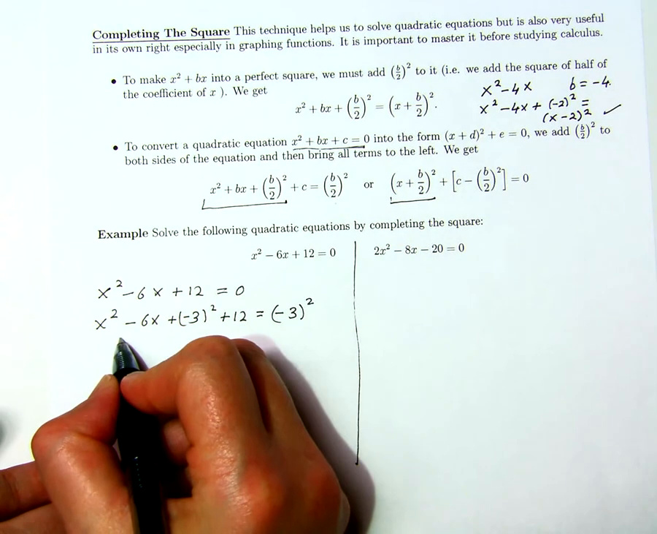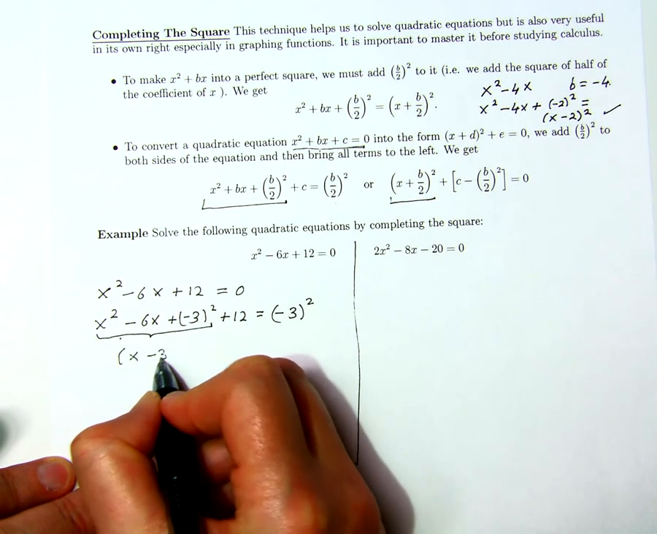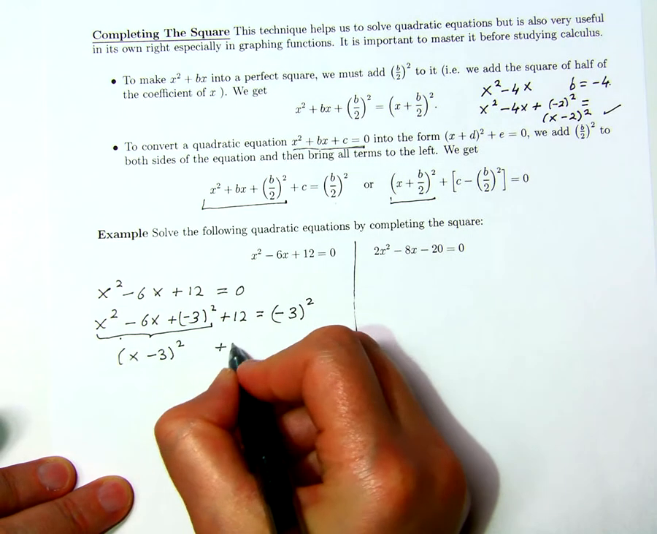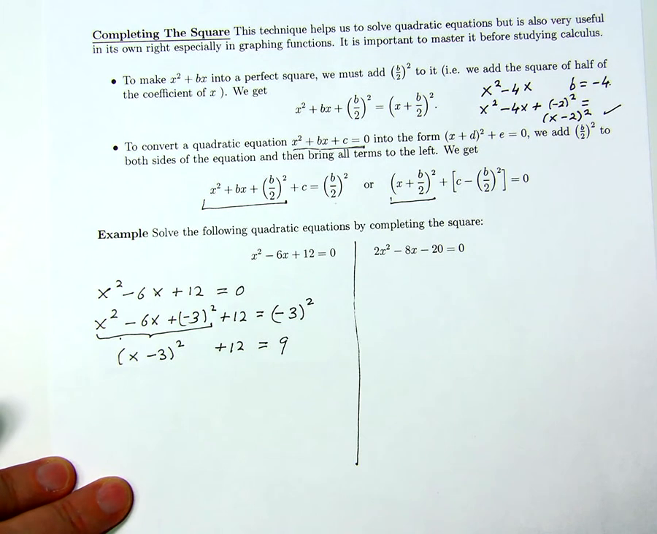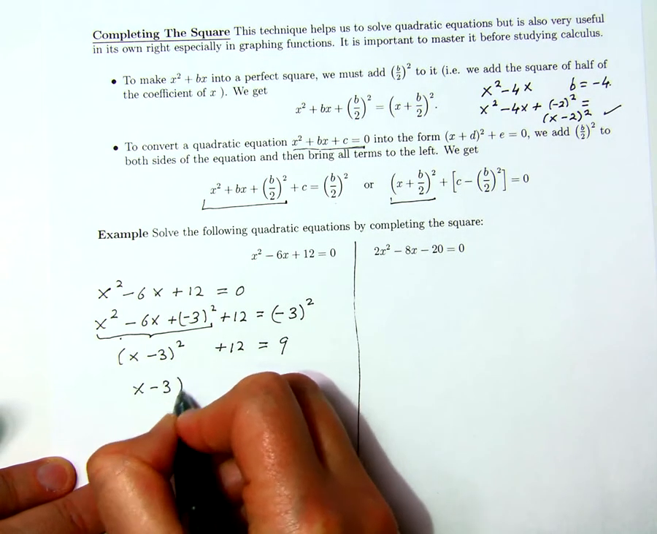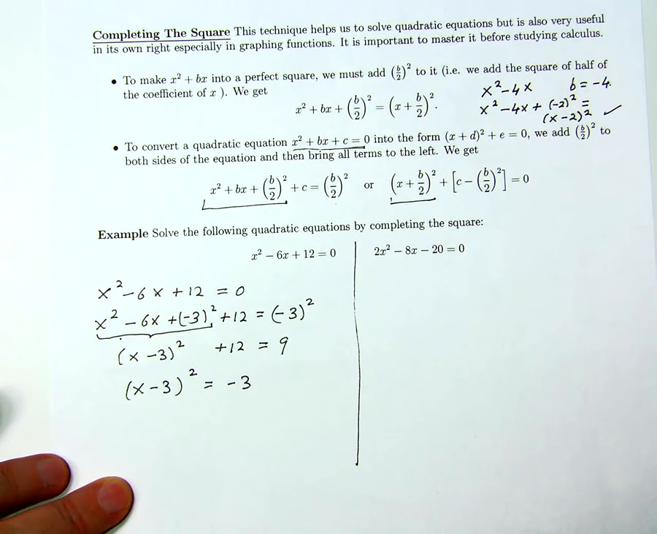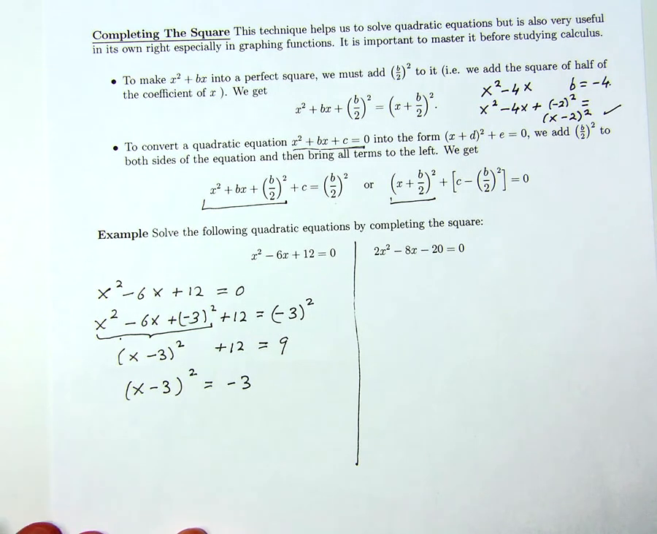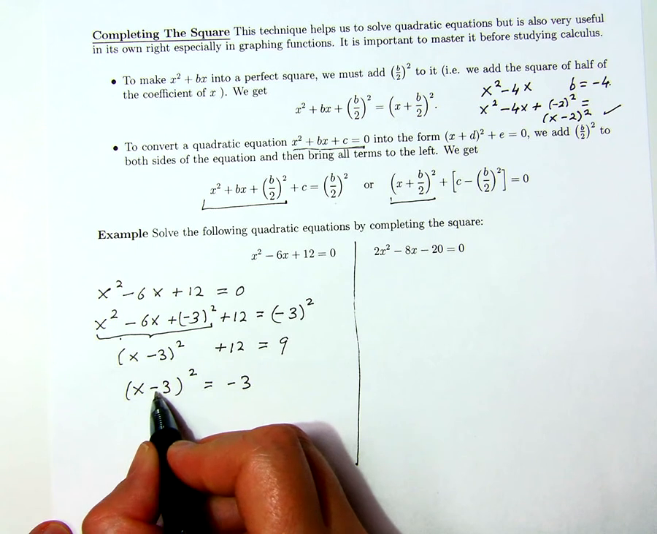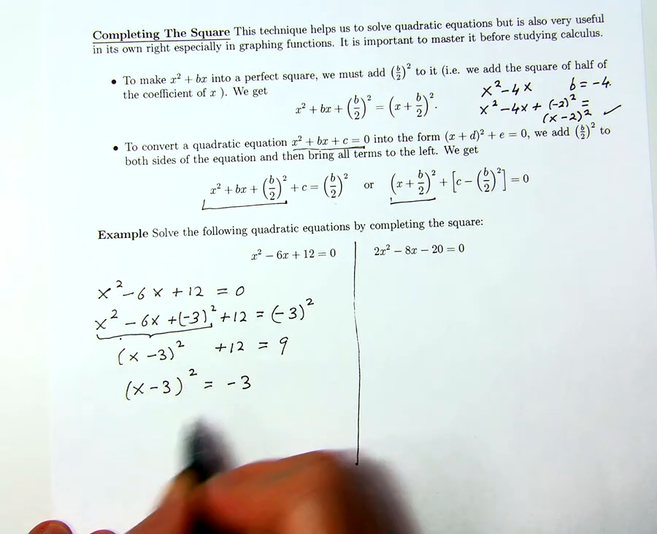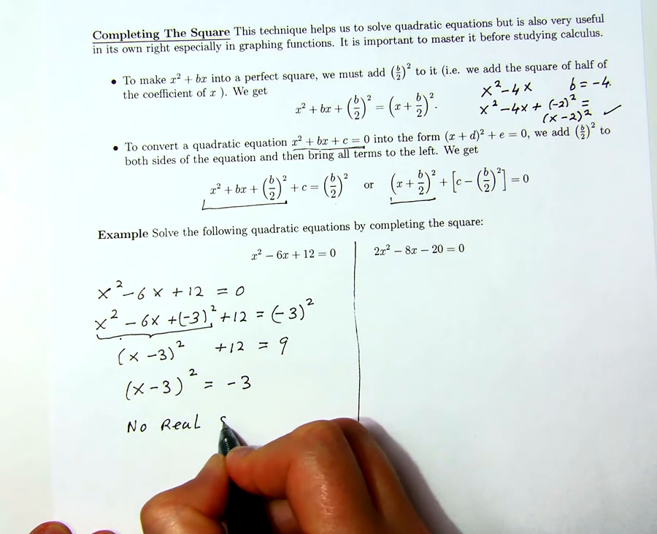Now this part, all of this, I've completed the square. That's x minus 3 squared plus 12 equals minus 3 squared, which is 9. And now I know how to solve this thing. x minus 3 squared equals 9 minus 12, it's minus 3. And now I know that there are no real solutions, because no square of a real number can equal a negative number. So I can conclude that there are no real solutions to this equation.